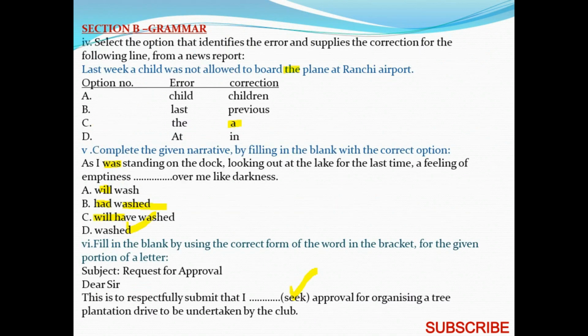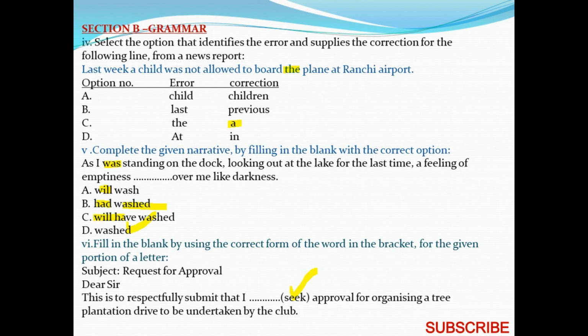Now we come to fourth question. Select the option that identifies the error and supply the correction for the following line. Last week a child was not allowed to board the plane at Ranchi airport. You will have to check the mistake. Sometimes mistakes can be with prepositions, articles, verb forms, adverbs or adjectives. These are main errors you will face in the exam.